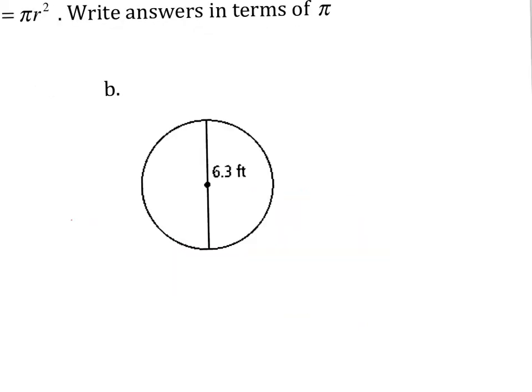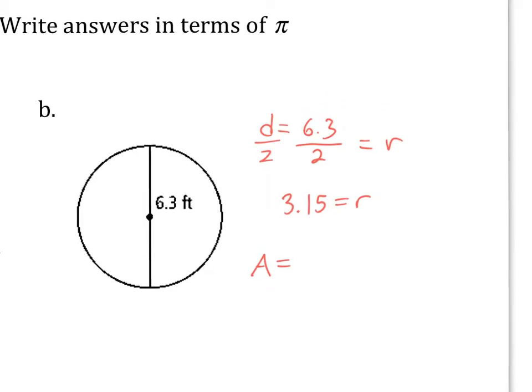So as we see in this diagram, this is my diameter, which is 6.3. So I need to divide that by 2 in order to get R. So 3.15 is the radius. What are the two formulas for them?